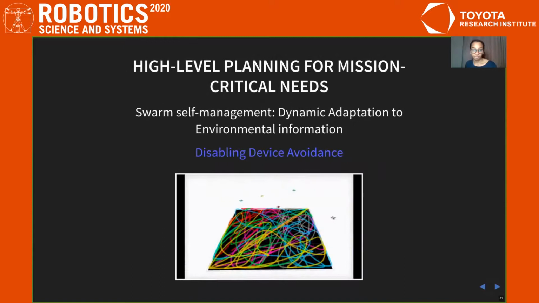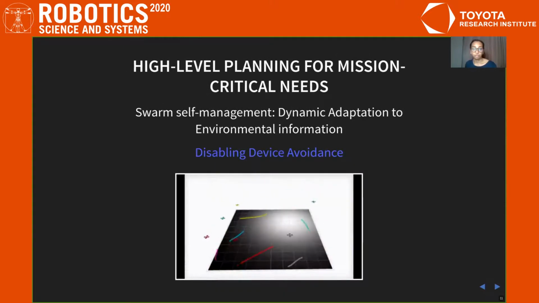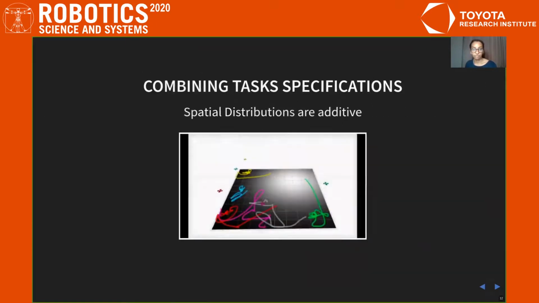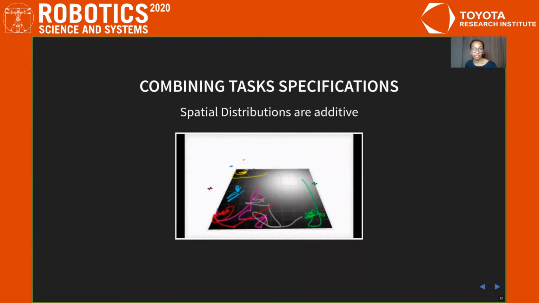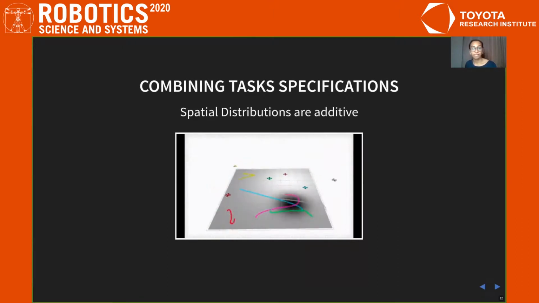If a disabling device is located, they update their distribution with an inverse Gaussian peak at the device location, such that the swarm naturally avoids it during exploration. What's great about this as a way of specifying swarm behavior is that these distributions are additive, so that they can be combined to accommodate multiple task objectives at once. Here, the swarm is simultaneously avoiding a disabling device and, when an Easter egg is located, converging on it.